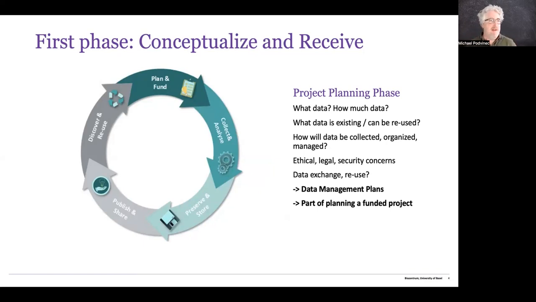So the first phase is the phase where you plan a new research project. Some other entities call this conceptualizing or receiving data. And this is really the phase where you think about a new research project, and you should think about what kind of data am I going to create and am I going to use in this research project? And also, how much data is it going to be? Is this existing data? Is this data that I can reuse, that I found somewhere that I'm allowed to use, or that we maybe have in the laboratory already?